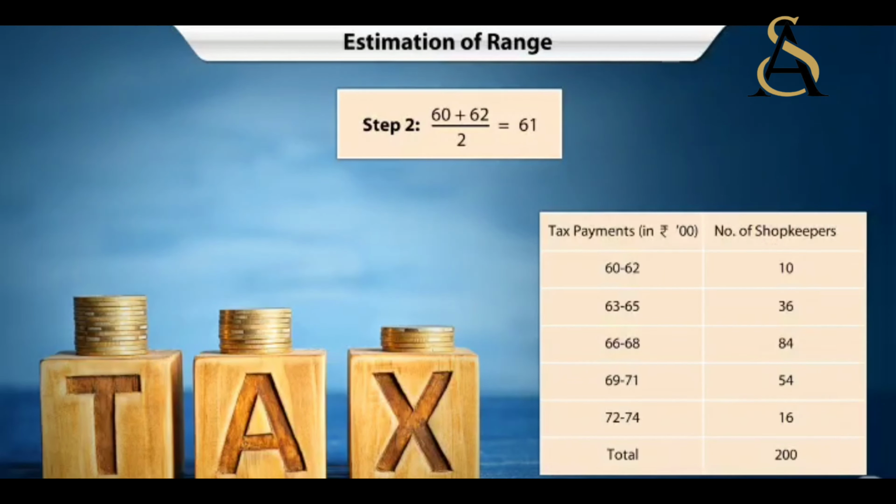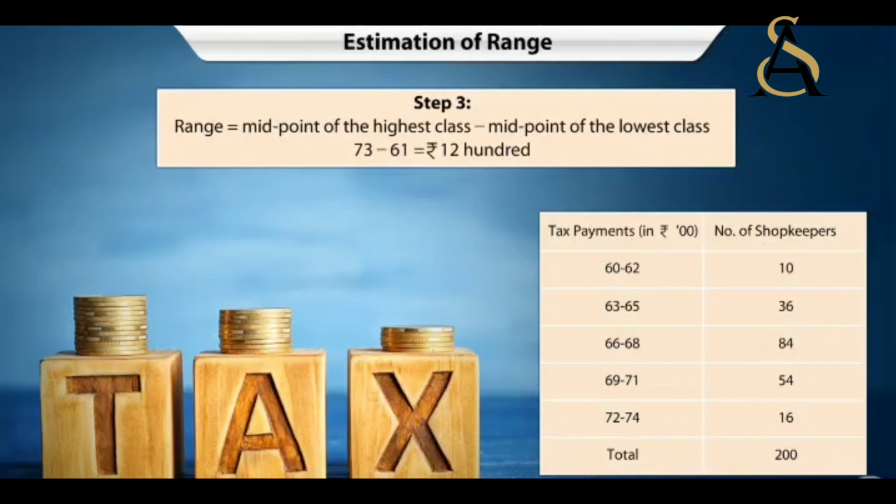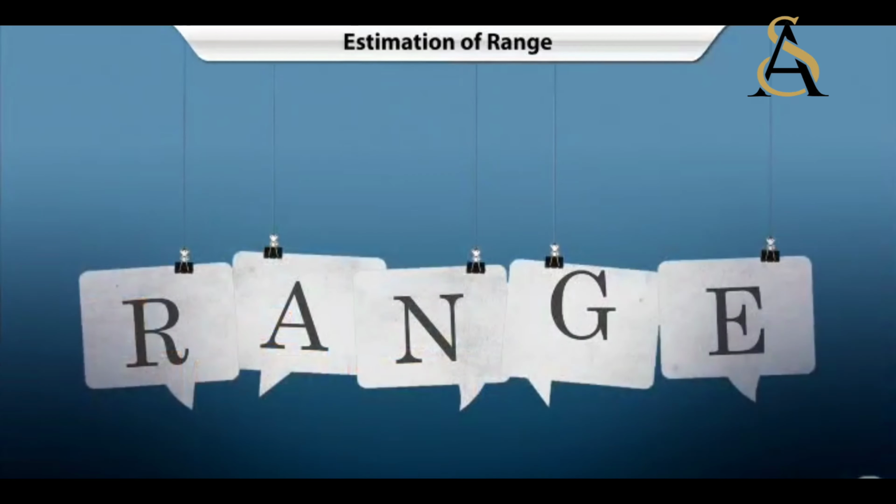Step 2. Take the midpoint of the lowest class. In this example, it is 60 plus 62 divided by 2 is equal to 61. Step 3. Range equals midpoint of the highest class minus midpoint of the lowest class. 73 minus 61 equals 1200 rupees.